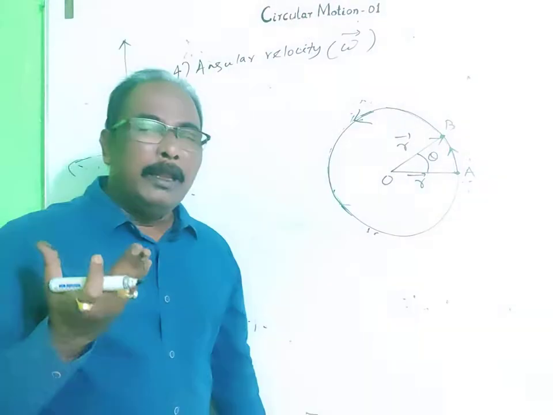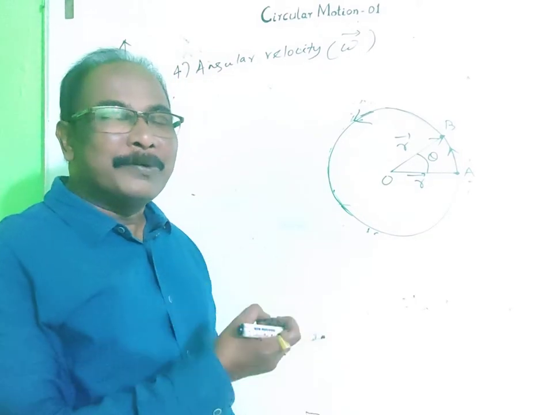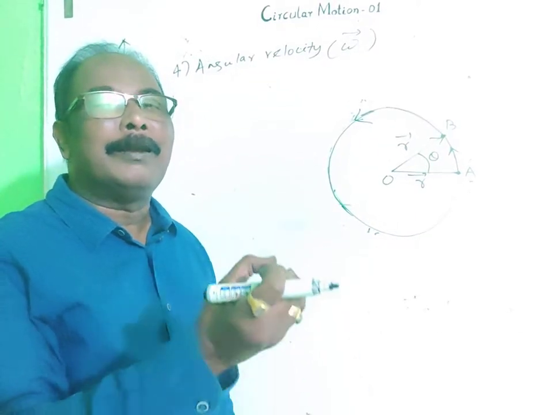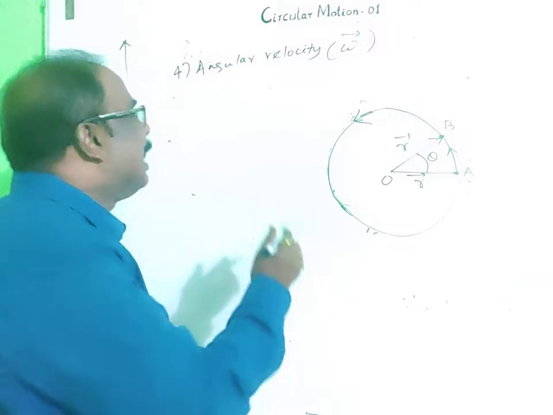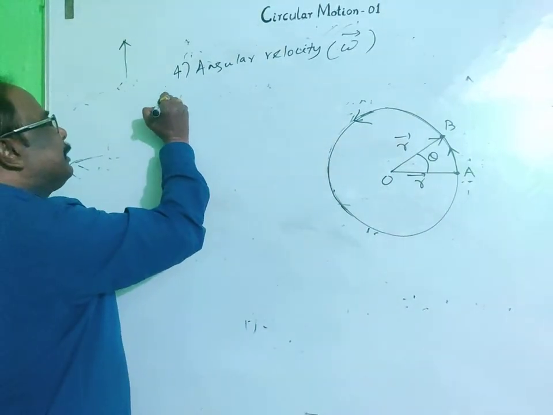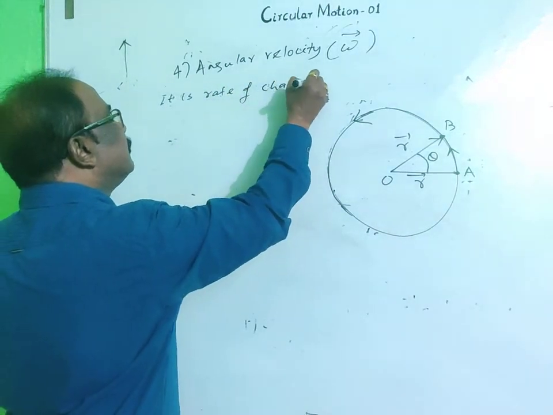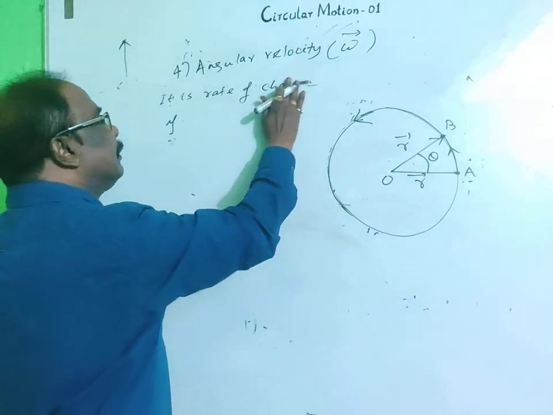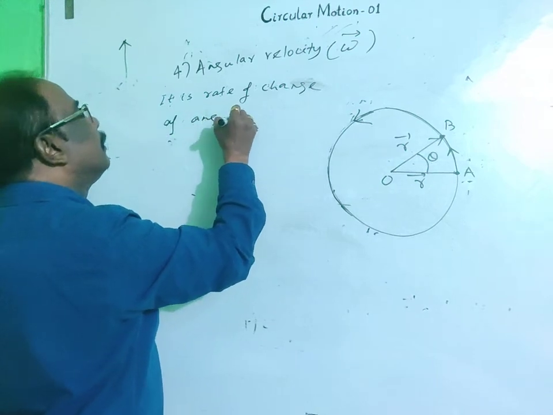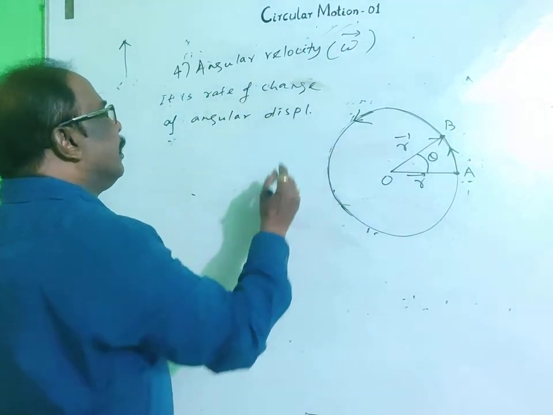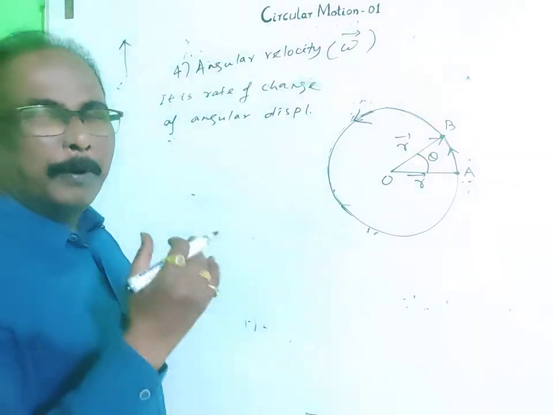Then you know linear velocity. Linear velocity in kinematics, motion in a straight line. So linear velocity is the rate of change of linear displacement. Linear velocity is defined as the rate of change of linear displacement, and in a similar way, we may say angular velocity is the rate of change of angular displacement. Linear velocity is the rate of change of linear displacement. Angular velocity is the rate of change of angular displacement.